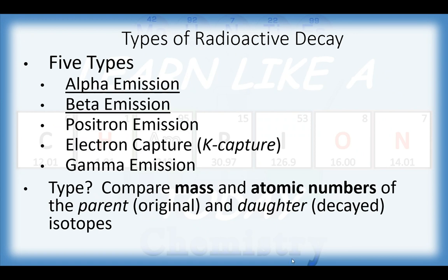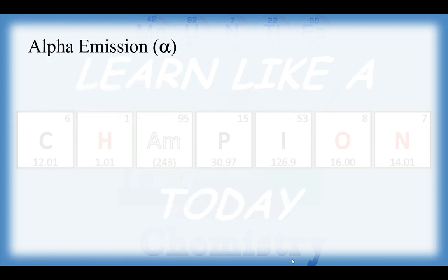The first two types that we'll take a look at, and then have some guided practice and independent practice with, are alpha emission and beta emission. And then we'll touch upon the other three types as well.